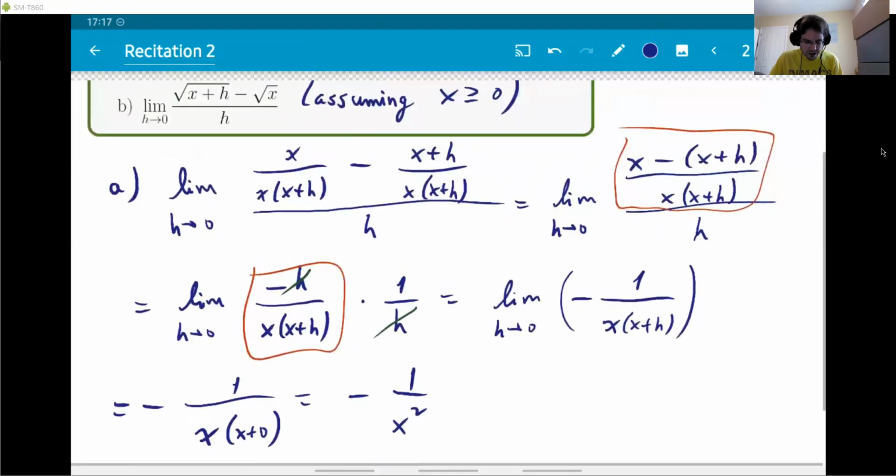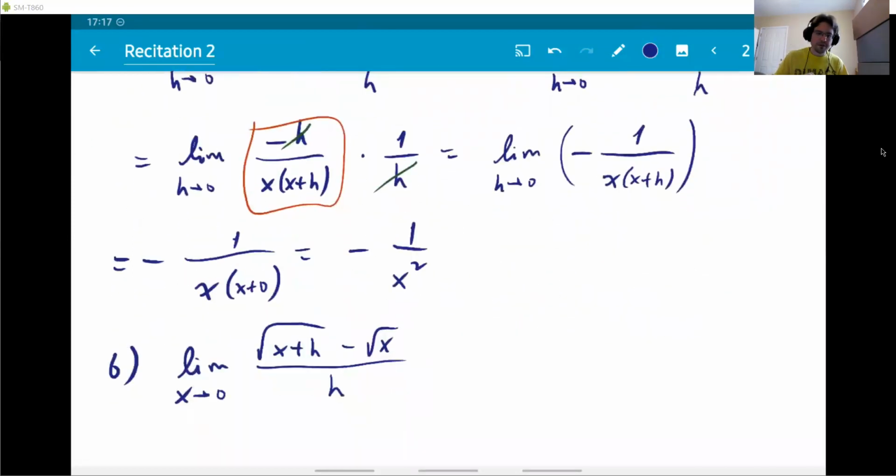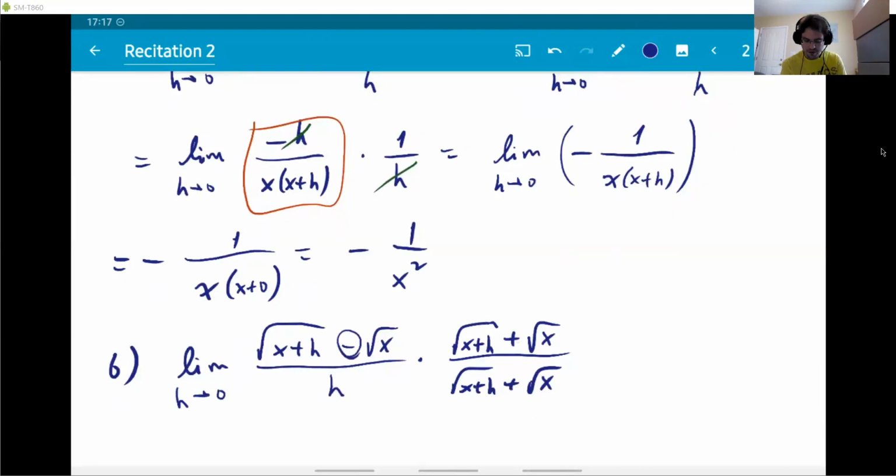What is the trick here? Sorry, the thing going to 0 is not an x. It is actually an h. All right. We have a difference of square roots. And anytime you have a sum or a difference where at least one of the terms is a square root, you should try to multiply and divide by the conjugate, which is just the same expression where you change that difference into a sum or vice versa.